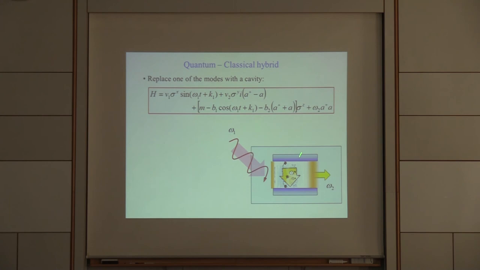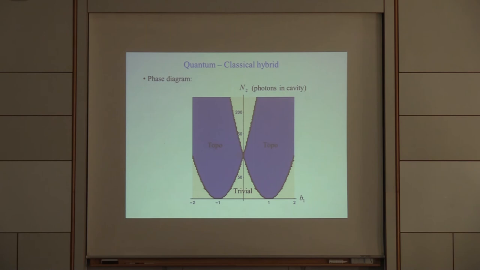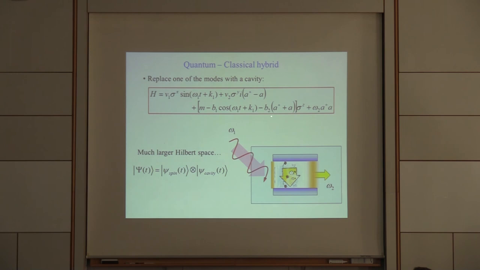So now we really have a large Hilbert space, because now the number of photons in the cavity is a true quantum number. It's a true part of the Hilbert space. And we need to consider the motion in this much larger Hilbert space. It's no longer really a Floquet problem. And here, if you think about what B2 is, B2 now gets multiplied by the square root of the number of photons.